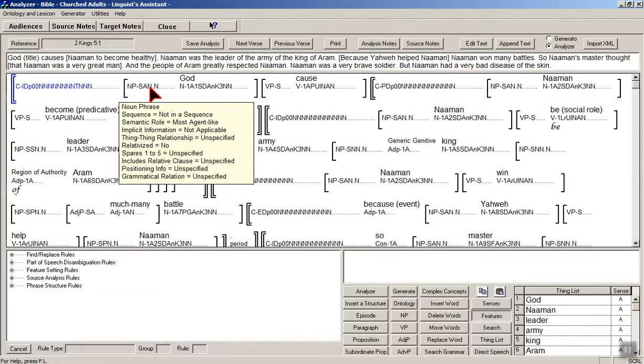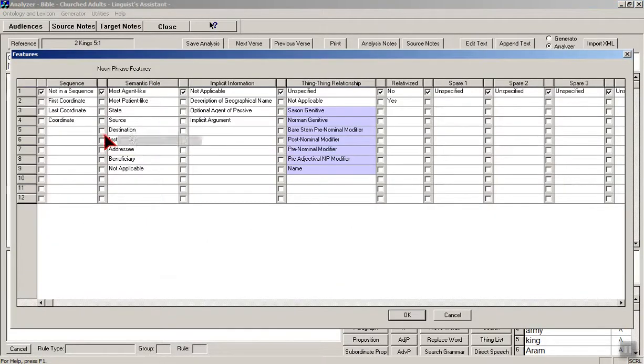Let's see, anything else? I don't think there's anything we need there, but let's click on it. So it's not in a sequence. There's just God who's doing the acting. It's not God and Jesus. That's a little bit heretical to say, but suppose we said the Father and Jesus. Semantic role is agent, so it's most agent-like. It's not implicit information, so we're not going to check implicit argument.